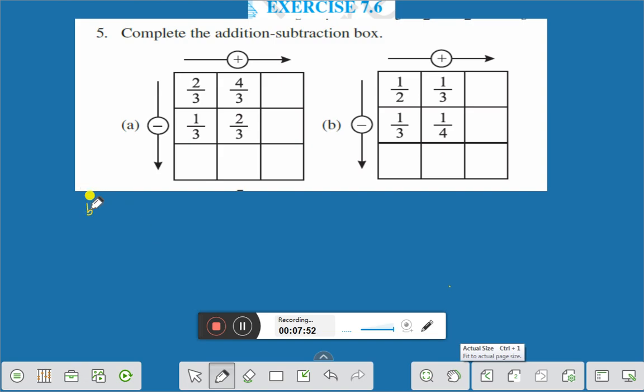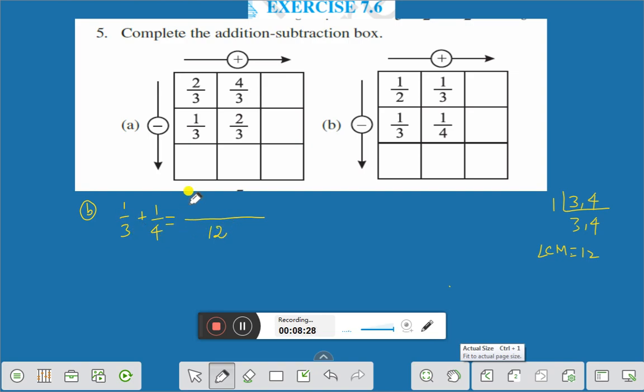Question number B. Add 1 by 3 plus 1 by 4. What is the LCM? Let us find the LCM of 3 and 4. It is divided by 1 only. Therefore LCM is equal to 3 into 4, that is 12. 12 is the LCM, right? Therefore the value is 12.